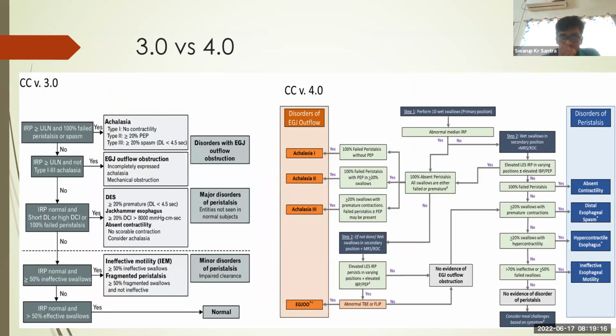And the recent version of the Chicago classification, that is Chicago 4, in which the division has been changed from disorders with EGJ outflow obstruction, major and minor classifications, to disorders of esophagogastric junction outflow and disorders of peristalsis. Again, the same thing. The major change here is that earlier the high resolution manometry was done only in the primary position or in the supine position. Here, primary and secondary or sitting position is also done.